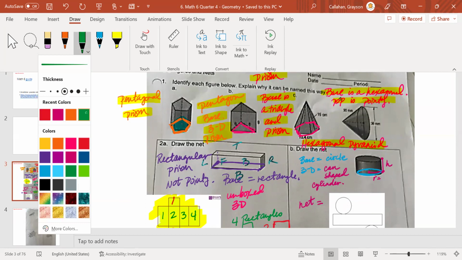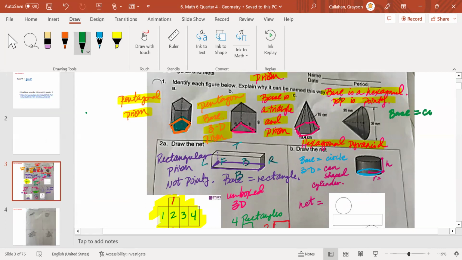This right here, the base, is a circle, right? It is a cone. That's what it's called, okay? Do you see that? It's a cone because the top is pointy. Because if it's not pointy, then it'll just be a cylinder, like a can, right? Then for 2A, just as a quick review, we need to draw the net.